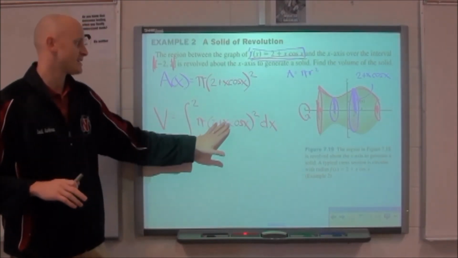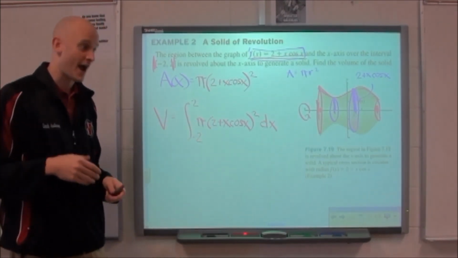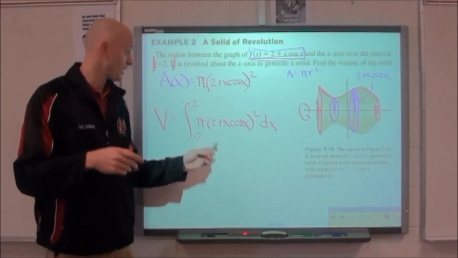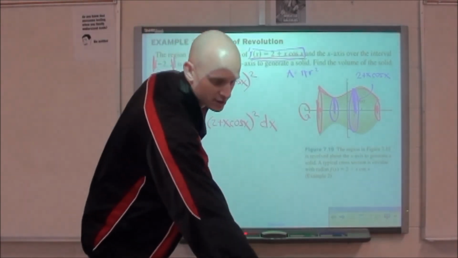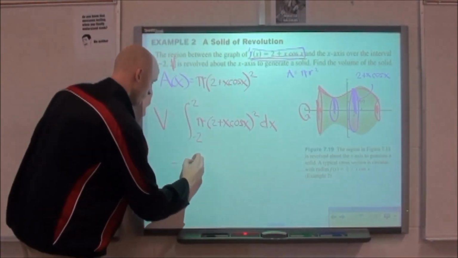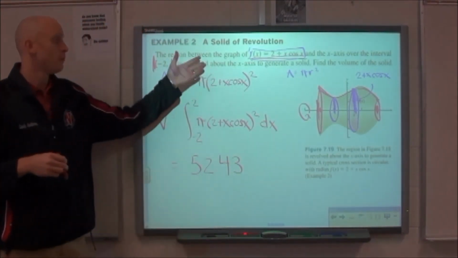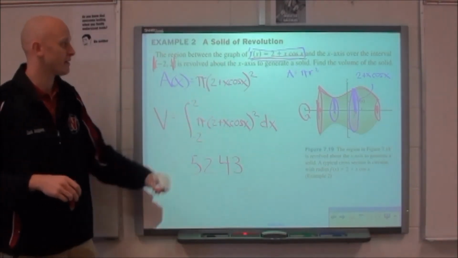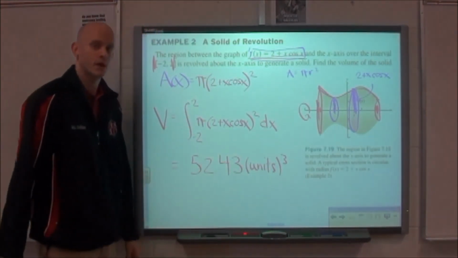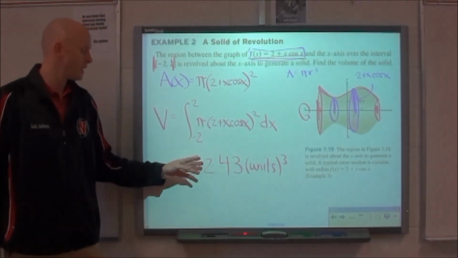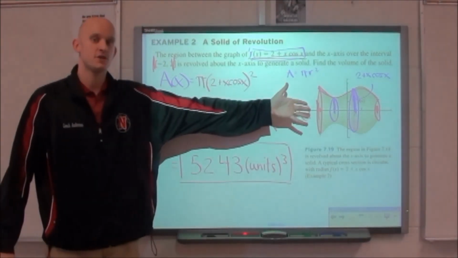Now this one, the antiderivative of this is a little bit tricky. So I would imagine this one would be a calculator active question. So going ahead and doing this in the calculator, I'm assuming you can do that by now. You should come up with an answer of approximately 52.43. Now we don't have any units in this problem. They weren't given, so we'll just say it's units cubed. So 52.43 units cubed. That right there will be the volume of this crazy shape.